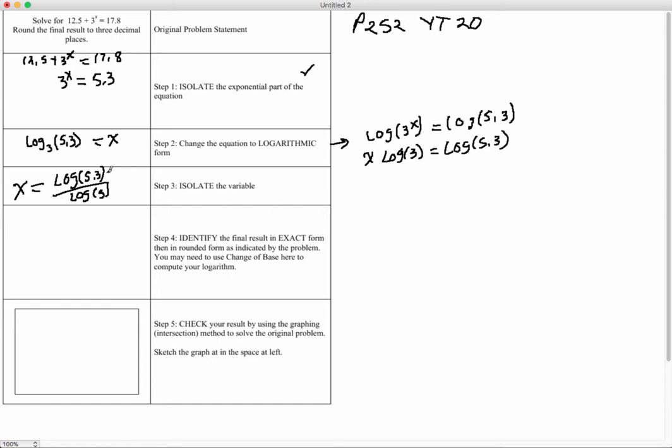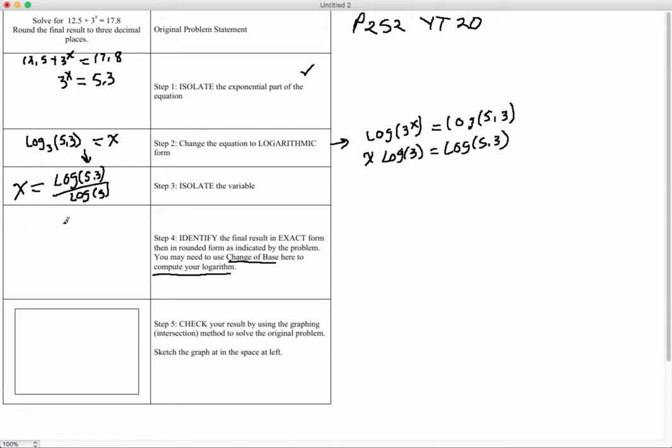Now notice that if I did it all in one step by using change of base, I would end up with exactly the same thing. So it is up to you. You get to do it either way, but I'm going to always take the log of both sides. Identify the final result in exact form and then rounded as indicated by the problem. You'll need to use the change of base theorem to compute your logarithm anyway. So like I said, it is totally your call.